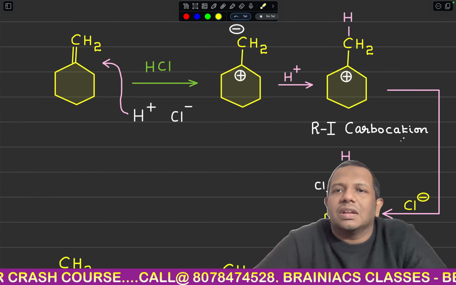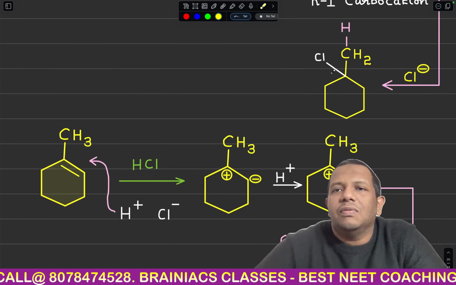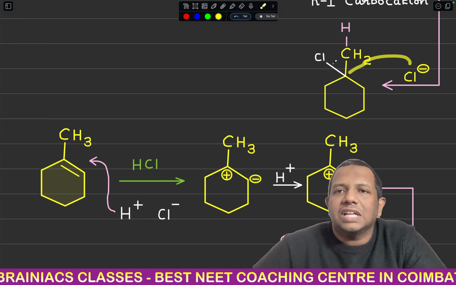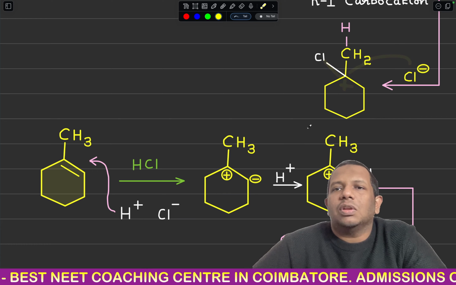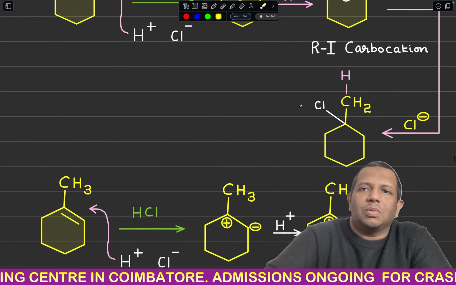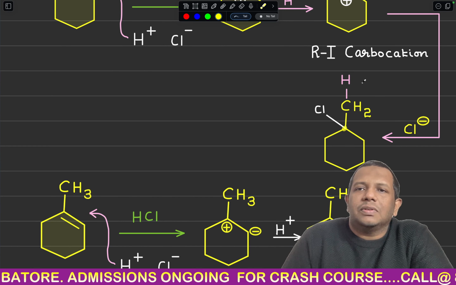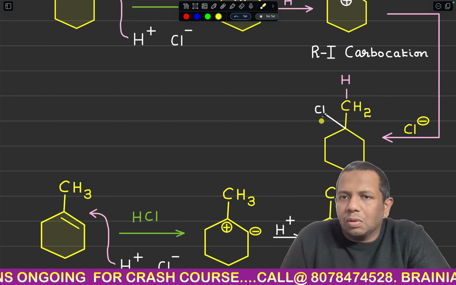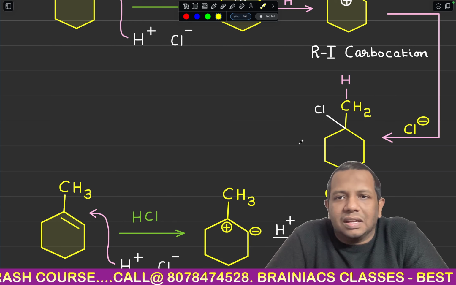Now what will happen, sir? We know that in the next step of the electrophilic addition reaction, the nucleophile will approach the positive charge and donate electrons to the positive site. So what you get is the compound given in the option. What is the name of this compound? CH3 is present and chlorine is present, so that means 1-chloro 1-methyl cyclohexane. This is what is given as the product.